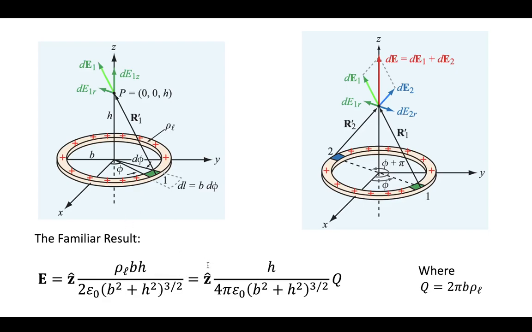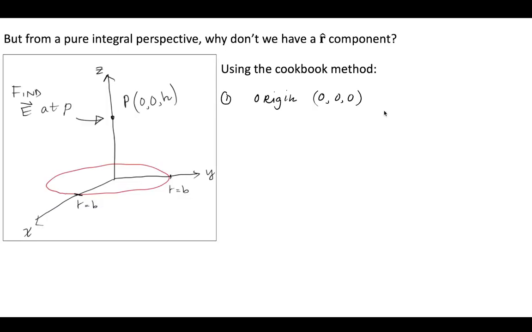Okay, so the familiar result, and this is what you'll find in all the derivations, is that of course there's only going to be a z hat component because, as it shows in this figure, you can see that clearly there's going to be a bunch of cancellations. But what happens when you actually try to set this up using vectors in that cylindrical coordinate system? Well, you're going to end up trying to do some integral, and you're going to be wondering, why isn't this a non-zero result? So let's take a look using the cookbook method that I teach in this class.